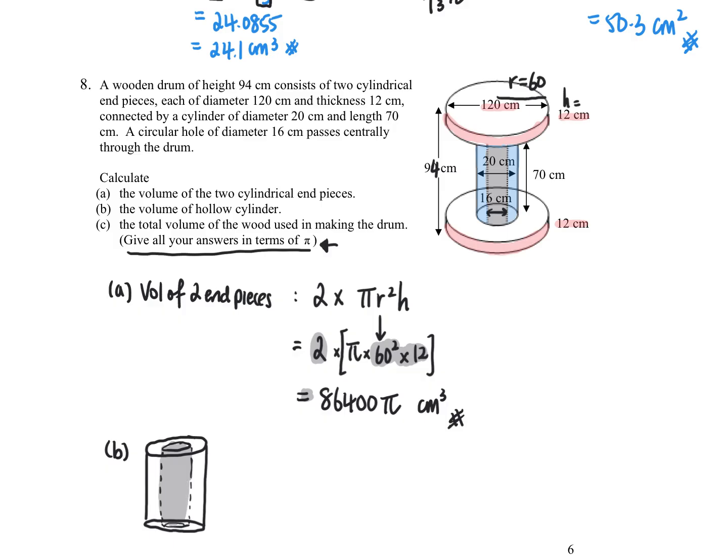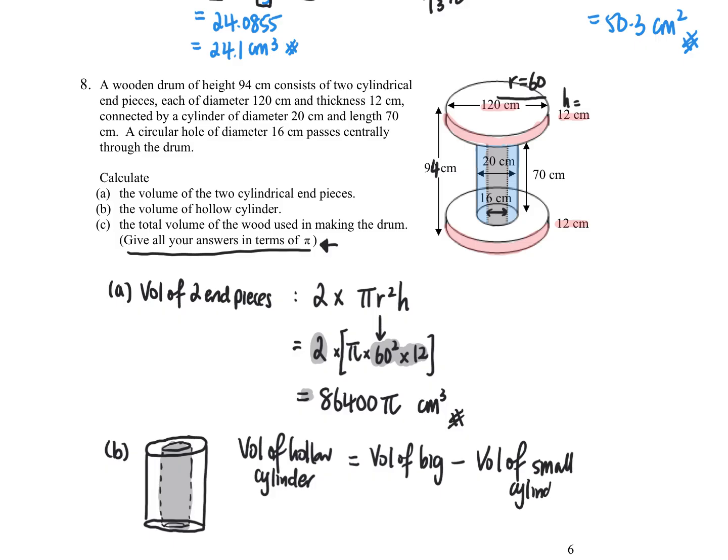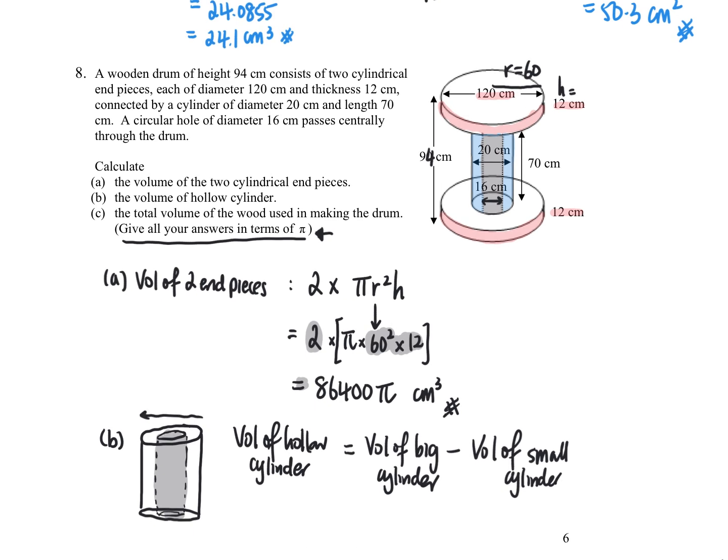So what you need to do is find the volume of the big one. Hollow cylinder means the part in the middle that you can see through. So I will use volume of the big cylinder minus the small one inside. So the big one has a diameter of 20. The small one has a diameter of 16.